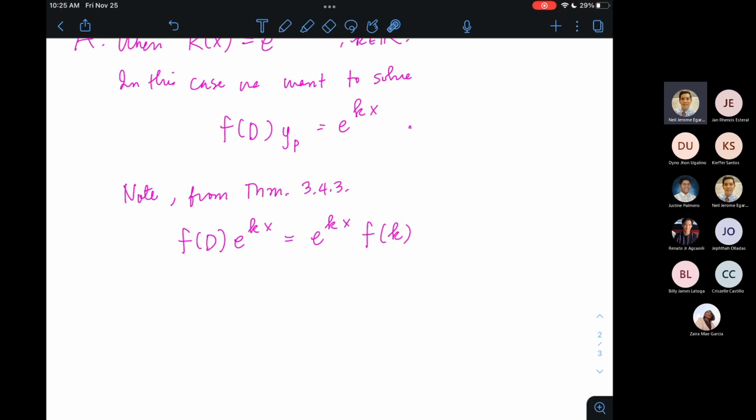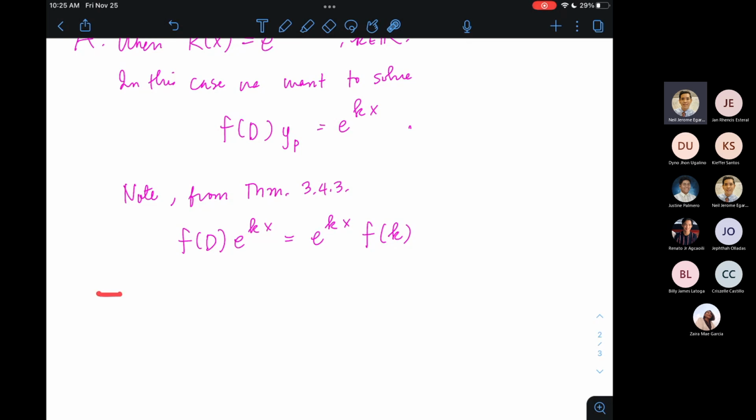Now, k is a constant, so this means this guy will be a constant. You just evaluate the characteristic polynomial at the number k, which is essentially the multiplier to the exponent of our exponential function. Now, we can break this down. Oh, I can apply the inverse of f to both sides.